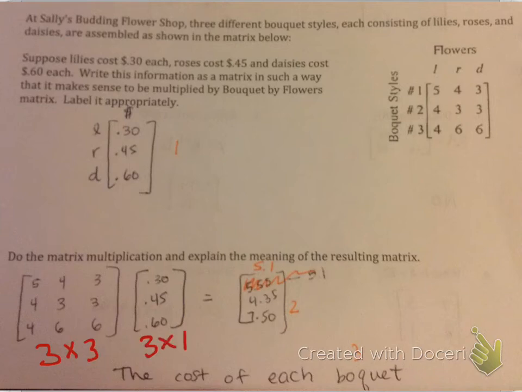And what I get is 5.1 on the top, and I did a little calculator error myself when I did this, but I got 5.1 on the top, 435 in the middle, and 750 on the bottom. Okay, and what that represents is the cost of each bouquet to make. So I took the number of flowers in each one, multiplied it by the cost of each flower, and so this is going to tell me what it cost me to make each bouquet. Most of you totally nailed that one.